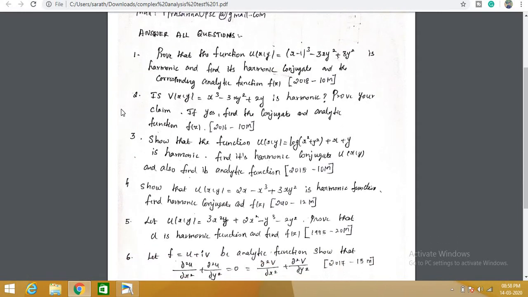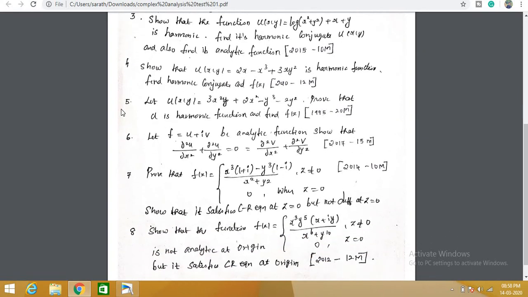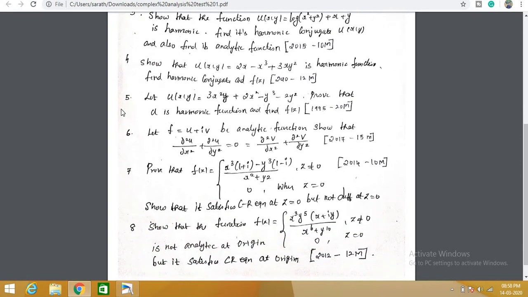The first 6 questions are purely based on harmonic functions and finding the analytic function f of z. And in the 7th and 8th, we have solved these kinds of problems many times before, where we want to prove that the function satisfies the CR equations at z equal to 0, but it is not differentiable at z equal to 0. So these 8 questions are previous years' questions, so please attend this test.